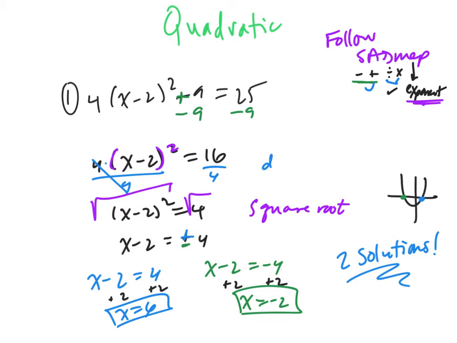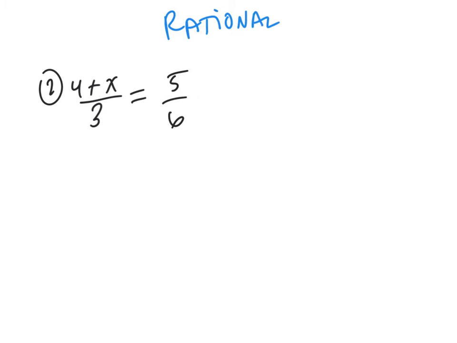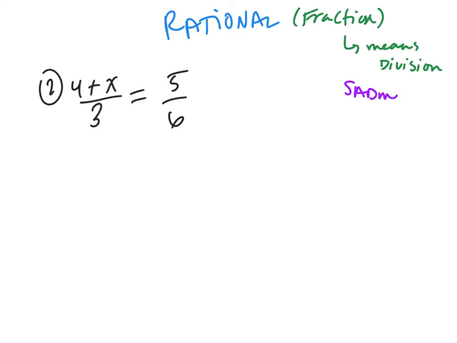Okay. So here, maybe I'll write divide by 4 because that's what I did. And then this one was subtract 9, right? Okay, awesome. Next. So this is a rational equation. It sounds like irrational, which means it's a fraction. So I'm going to write that over here, fraction. And remember that a fraction means division. And we undo division with multiplication. So I'm going to rewrite SADMAP here.